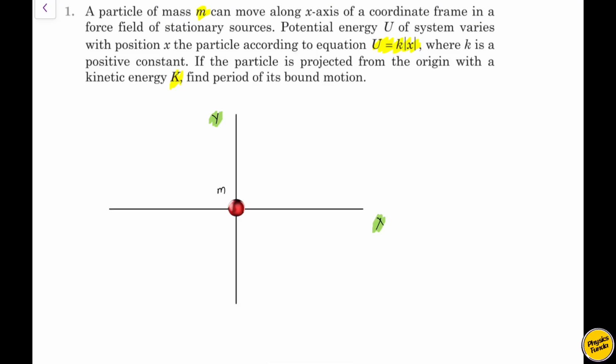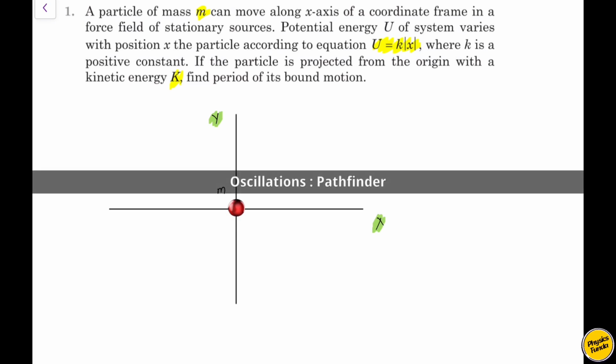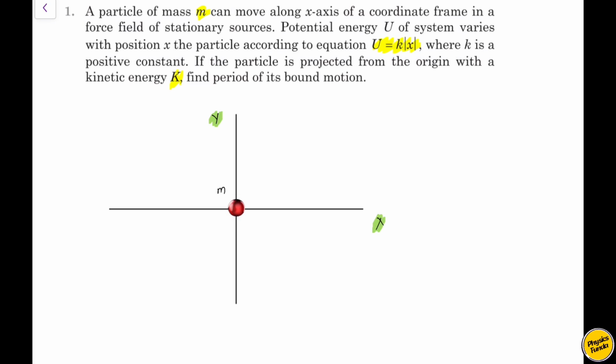So today I'm going to discuss a question from the chapter Oscillation that I have taken from Pathfinder. Let's read the question first.